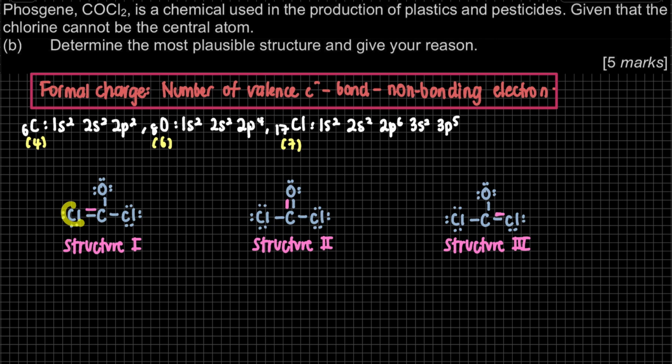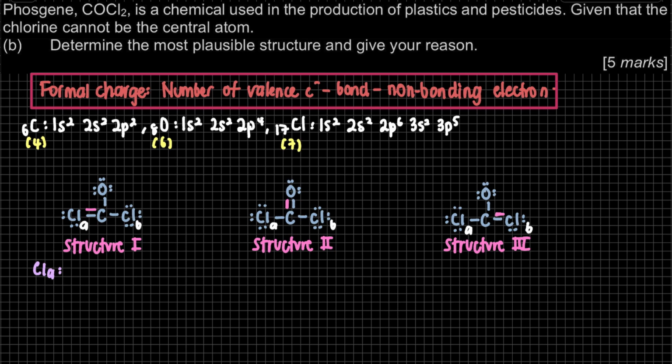For each of the chlorine, oxygen, and carbon atoms in each structure, we have 2 chlorines. Since we have 2 chlorines, I'm just going to label them here. In each structure we have chlorine A and B, A and B, A and B. Okay, so now let's calculate the formal charge. I'm going to start with structure 1, and with chlorine A.